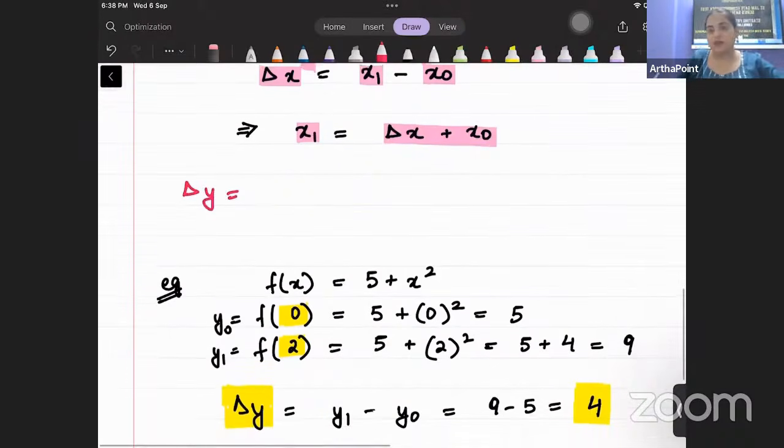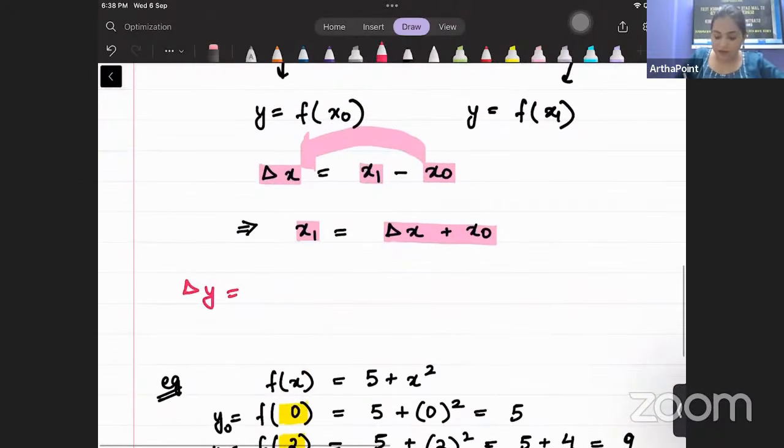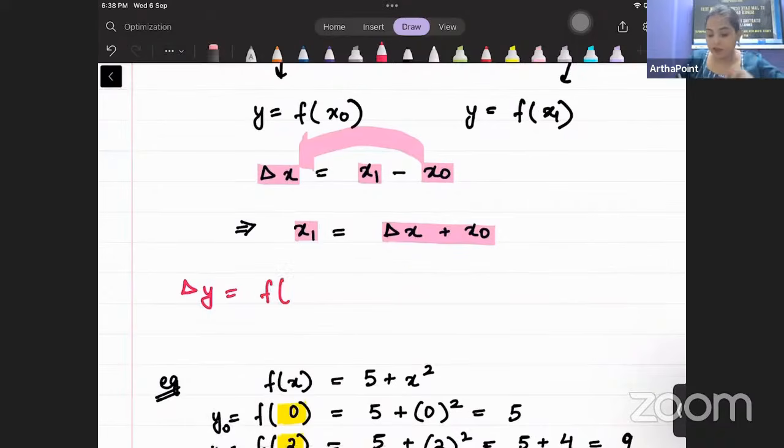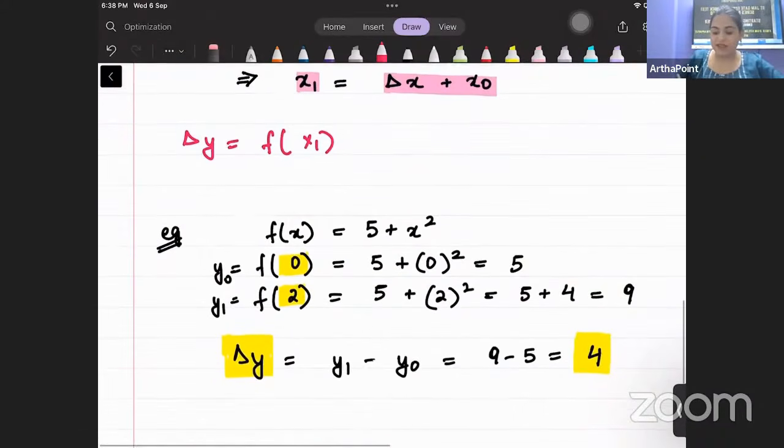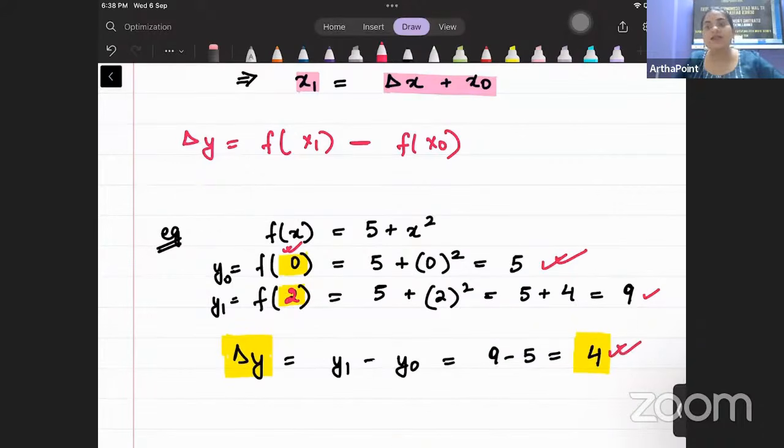But what is change in y? How did we find change in y? First of all, in my function, I plugged the value x1, that is 2. I plugged the value of x0, which is f of 0. I found the difference between the two. So I found 9 minus 5. What did I get? I got the answer as 4. So beta, can I say that change in y is nothing but f of x1 minus f of x0?